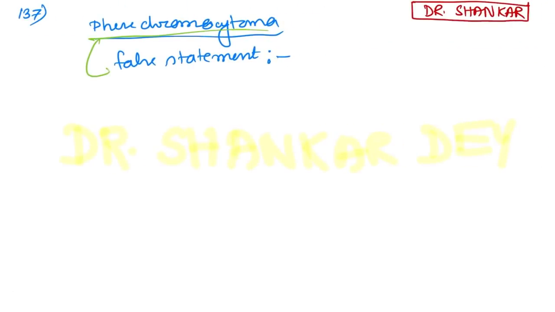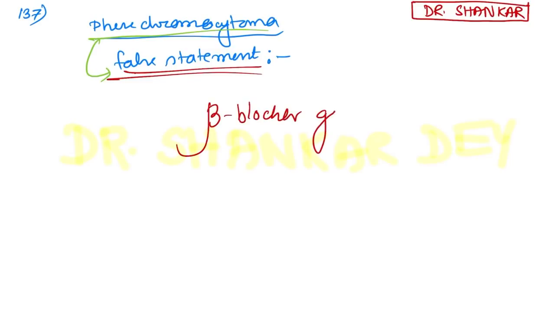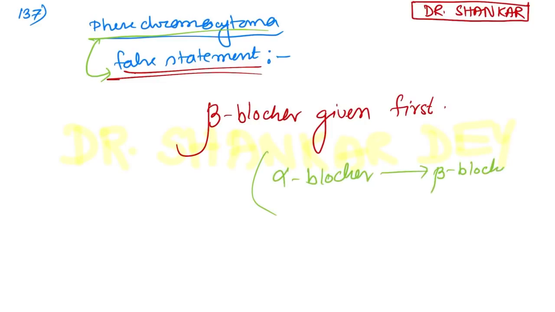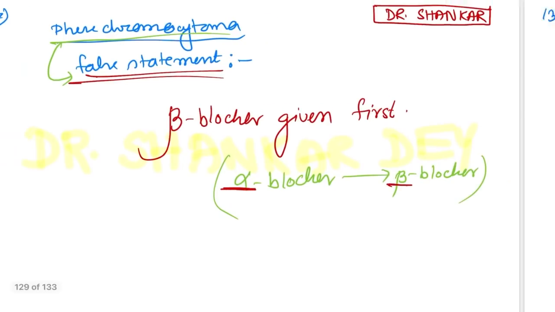Next, pheochromocytoma. The question asks the false statement about pheochromocytoma. This is: beta blocker given first. This is false. Propranolol given first is the wrong statement, because all of you know alpha blocker first followed by beta blocker. The opposite is not recommended. So alpha followed by beta. So beta blocker given first is the wrong answer.